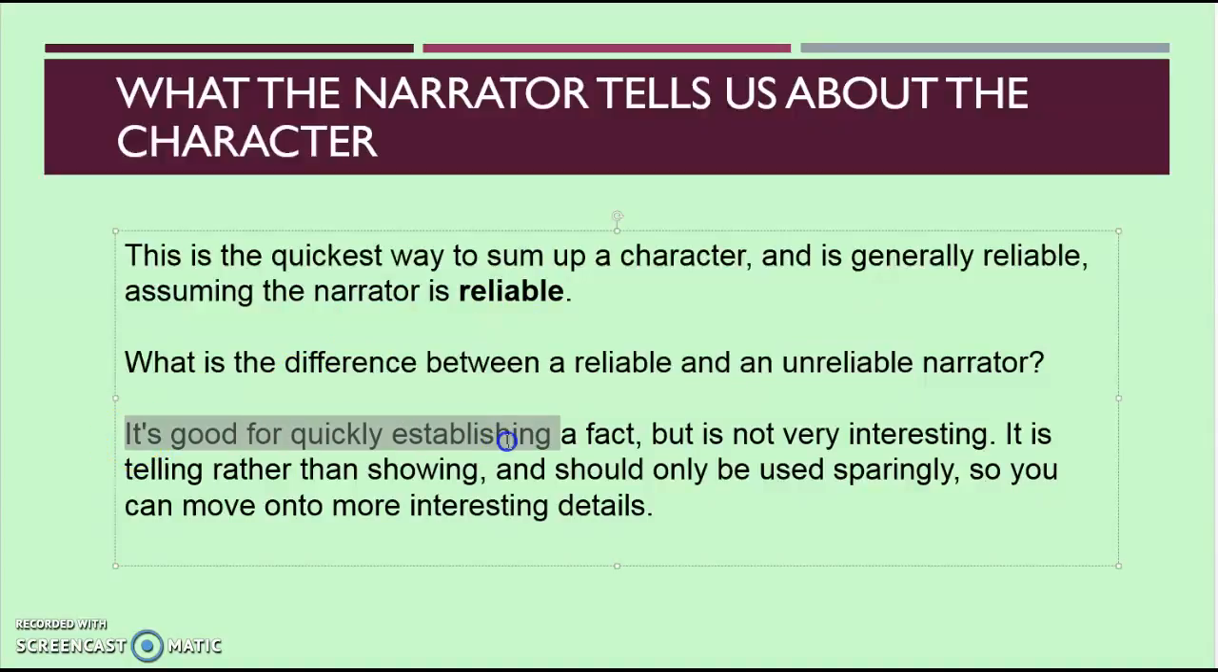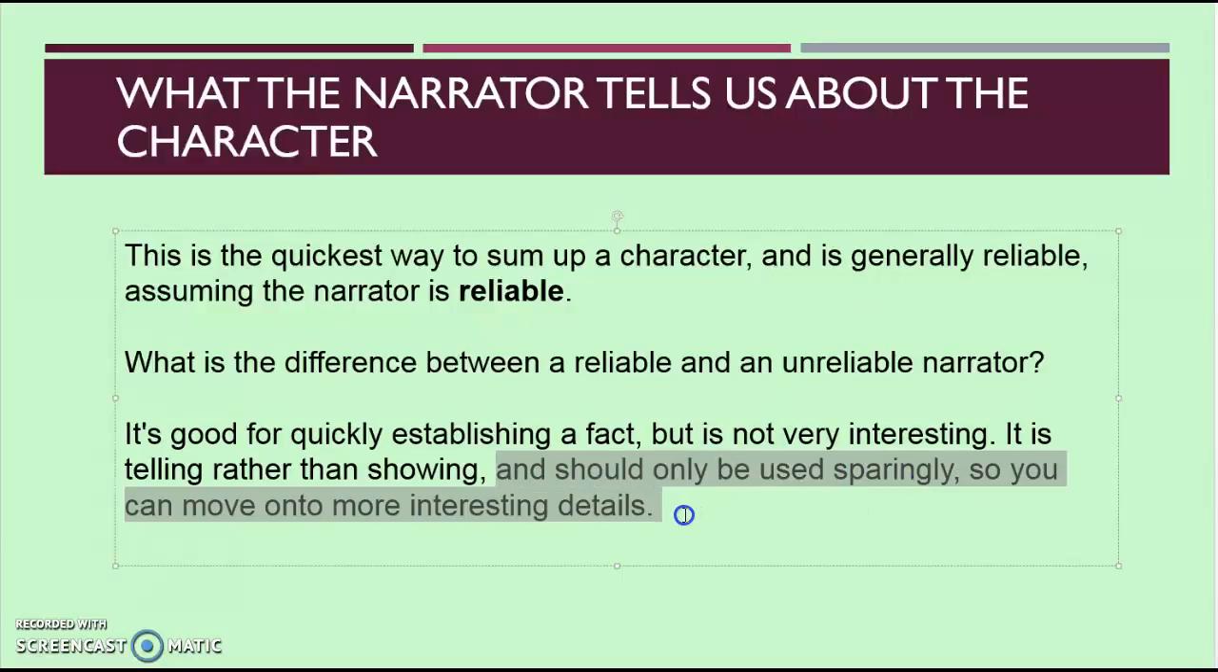Now it's really good for quickly establishing fact, but it's not very interesting. It's telling rather than showing. So it's telling that someone is angry rather than showing them stomping about, slamming doors. You should only use this way of revealing character very occasionally, so you can move on to more interesting details. It's just a kind of quick and dirty way to cover facts about a character. Let's look at some examples.